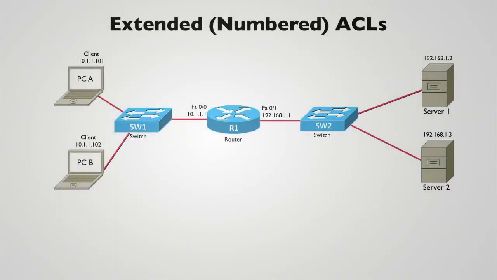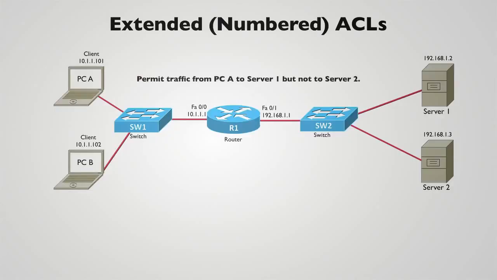You might remember that a standard IP access control list could filter traffic, it could permit or deny traffic based on source address information. Well, an extended ACL can pay attention to both source and destination address information. Let's see if we can configure this scenario.